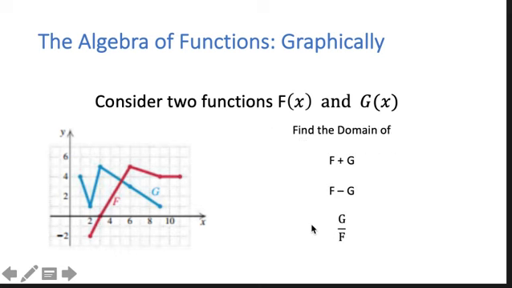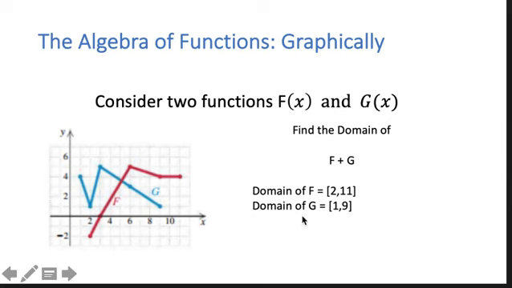Okay, so let's talk about domain for f of x and g of x when we're looking at a graph. So we want to find the domain of f plus g, f minus g, and g divided by f. We'll do this one at a time. So first, let's find the domain of f plus g of x. Well, the domain of f is 2 to 11. So you'll see that the x values for f start at 2 and go to 11.